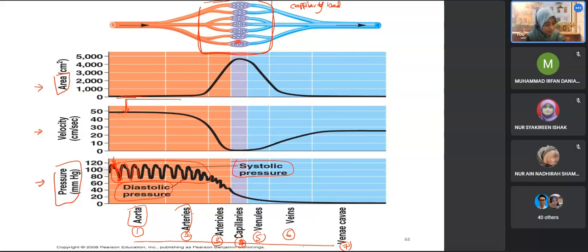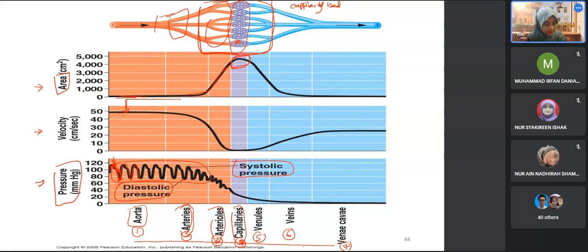Okay, so as you can see, as blood enters into the artery and into the arterioles and into the capillaries, the total cross-sectional area will start to increase. Daripada satu artery dia akan bercabang. Okay, it branches into arterioles, and it branches even more. Branches even more to blood capillaries in the capillary beds. So the blood capillaries will have the largest total cross-sectional area.